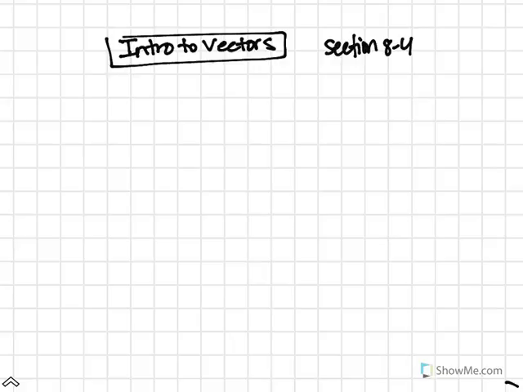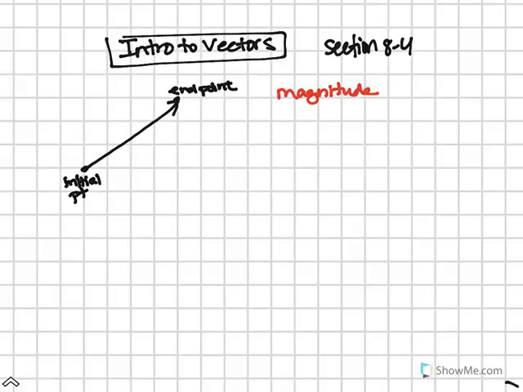We're going to be moving on to vectors in section 8-4, and the big thing you need to remember is when you have a vector, you have a starting point, which is called an initial point, and then you also have an end point. So a vector is an arrow, and the arrow part of the vector is the end point of it. Each vector has a magnitude, which is also known as the length of the vector.